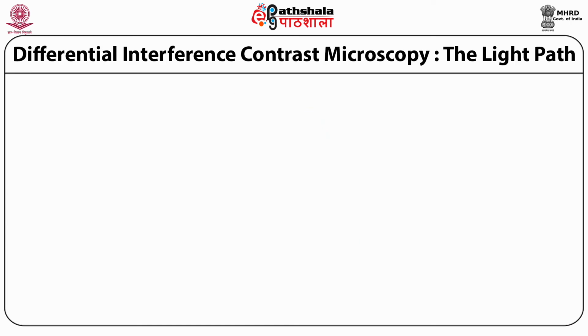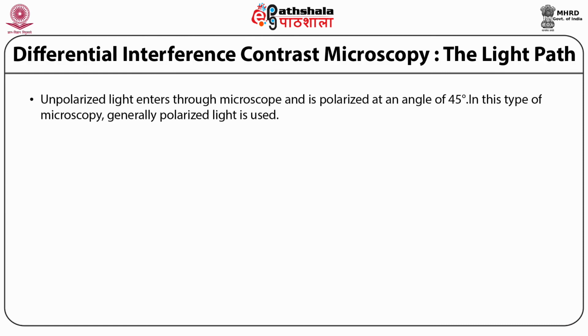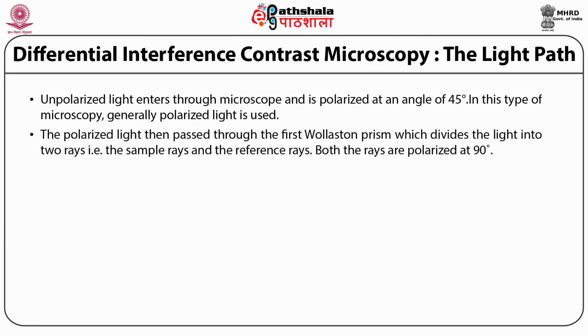Now, let us study the light path. First, the unpolarized light enters the microscope and is polarized at an angle of 45 degrees. In this type of microscopy, generally polarized light is used. Second, the polarized light is then passed through the first Wollaston prism, which divides the light into two rays, that is, the sample ray and the reference ray. Both the rays are polarized at 90 degrees to each other.